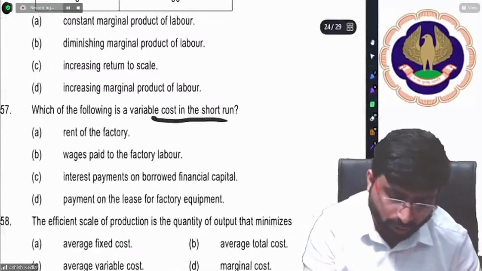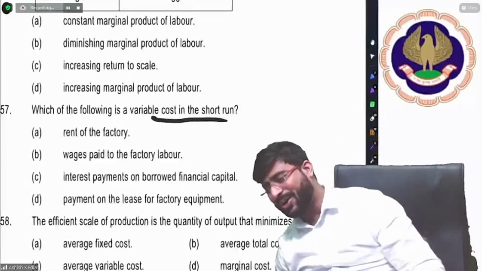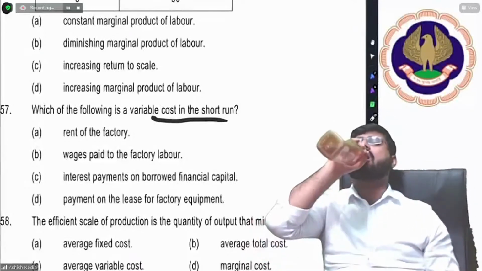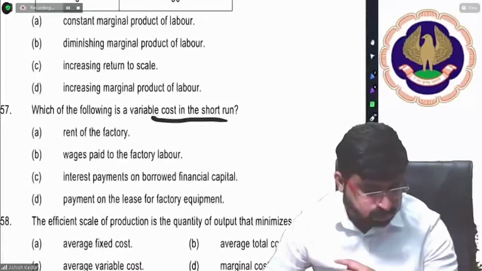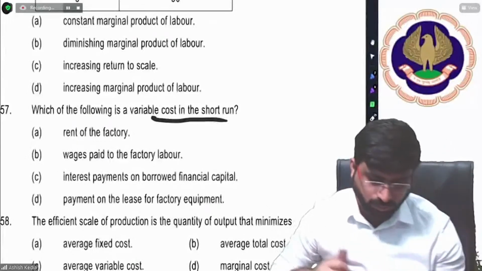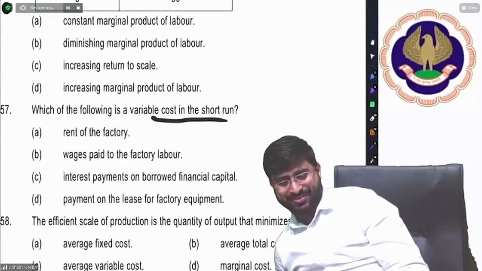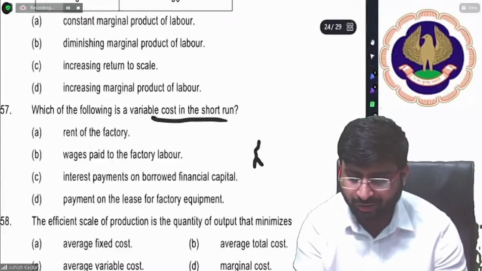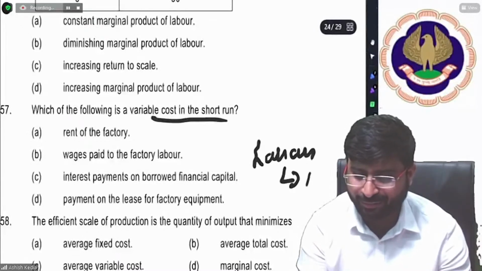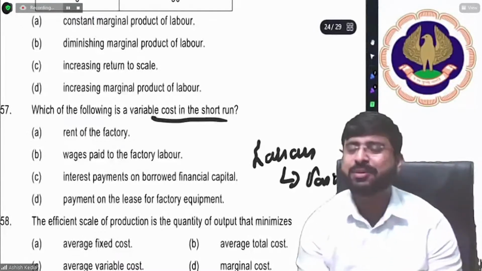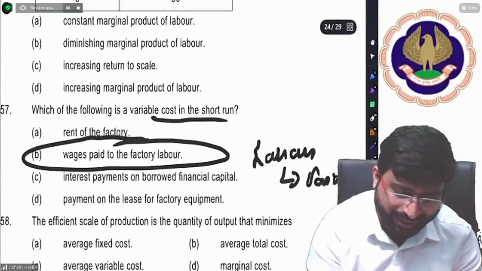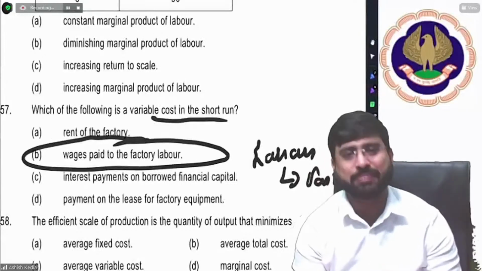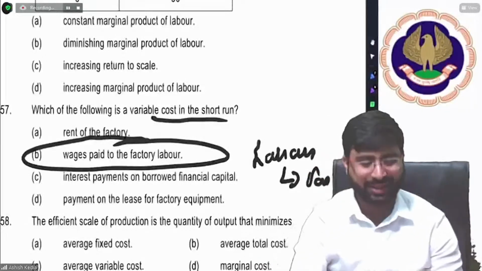Which one of the following is a variable cost in the short run? Come on, a good one. Variable in the short run. Very good question. In the short run, you must remember, guys, that labor becomes our variable factor, machine and land become our fixed factor. So wages paid to factory labor will be our variable cost. In the long run, it is fixed. In the long run, it doesn't matter, obviously, but yes, that is our answer.